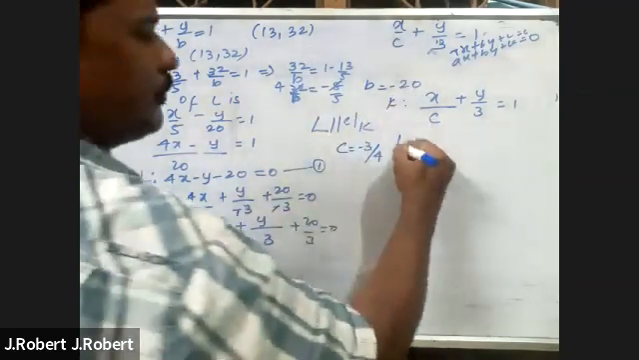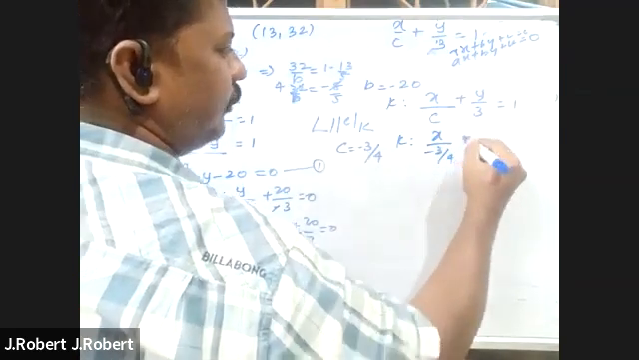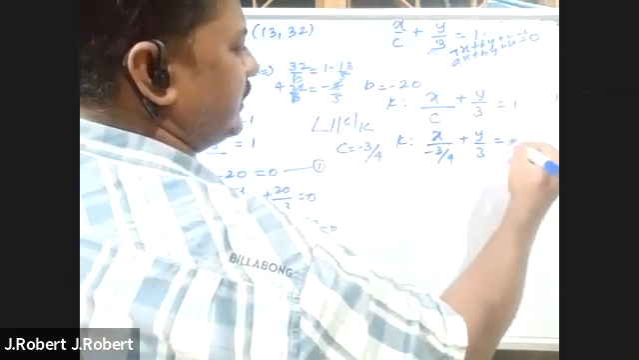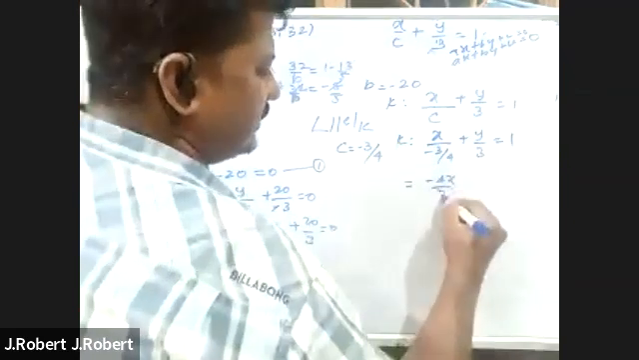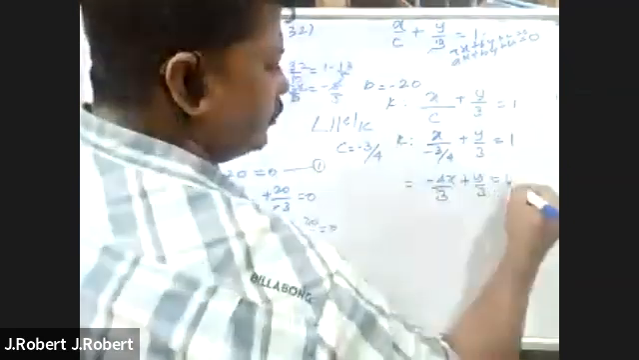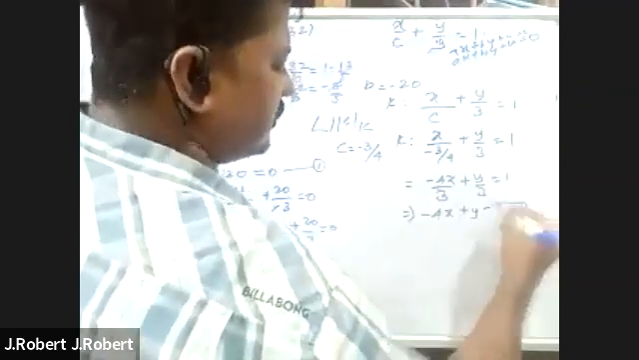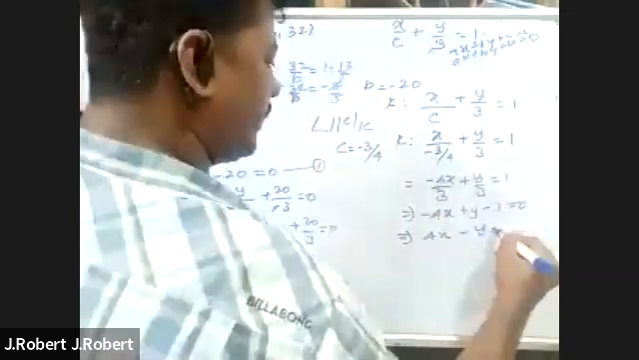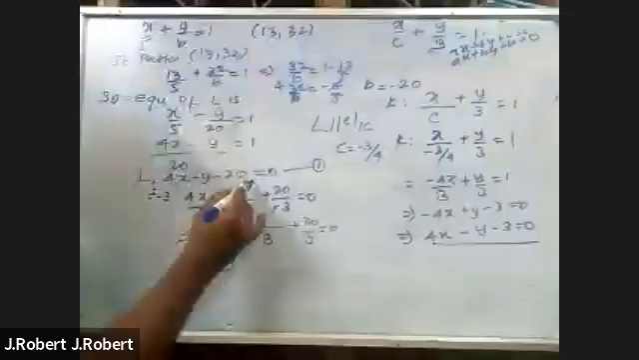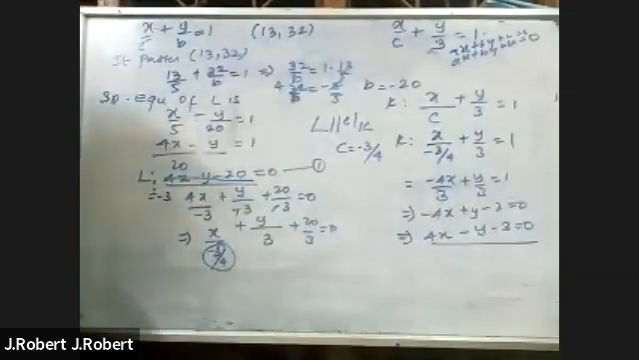Now substitute from this and we can find the line K. x divided by -3/4 plus y divided by 3 equals 1. Taking the reciprocal, we have -4x/3 plus y/3 equals 1, or -4x plus y -3 equal to 0. Dividing throughout by minus, we get 4x minus y plus 3 equal to 0. Look, are these two lines similar? 4x minus y minus 20 and 4x minus y... What do you see? These two lines are parallel.